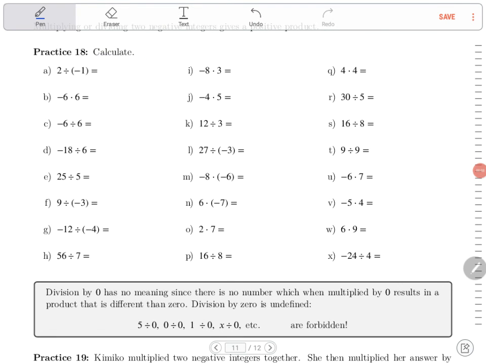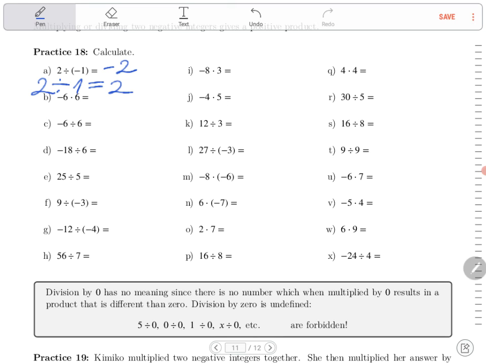The problems in practice 18 work the same way as the problems in practice 17. Let's look at a few of them together. Problem A, 2 divided by negative 1. The division itself works basically the same as 2 divided by 1, which is just 2. But here we're dividing a positive number by a negative number, so our result will be negative, according to the rules we've been working with. So 2 divided by negative 1 is negative 2.